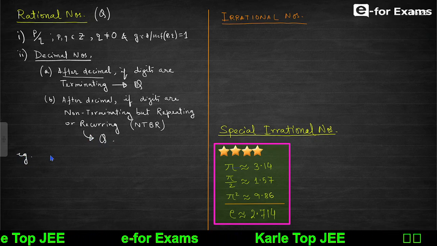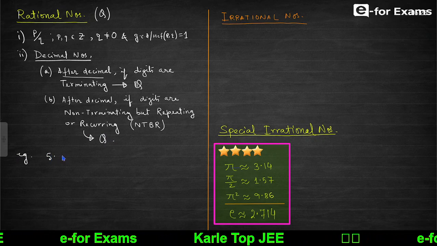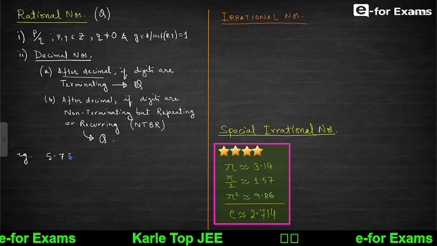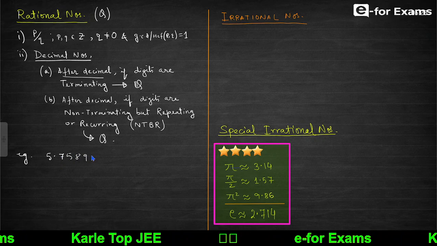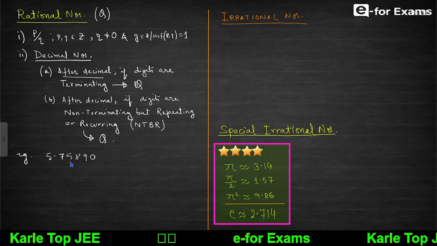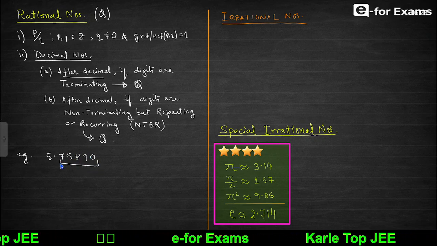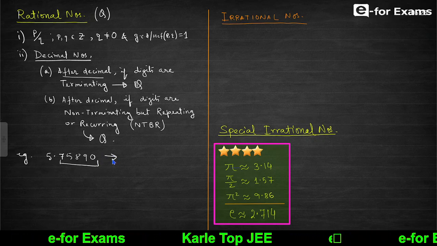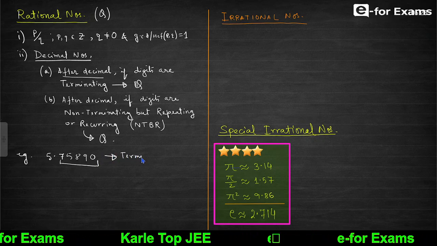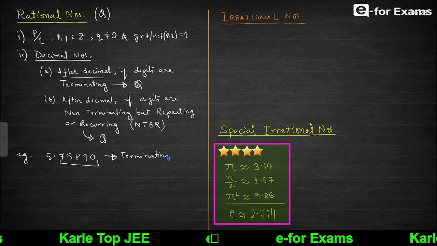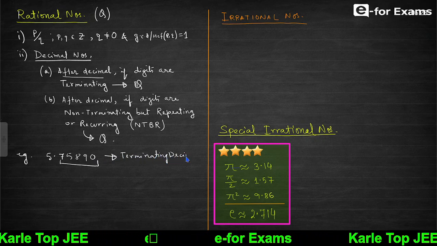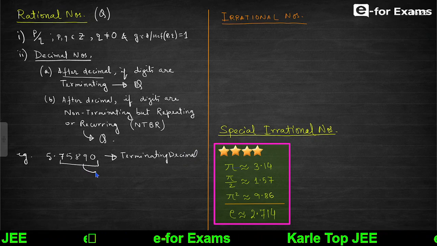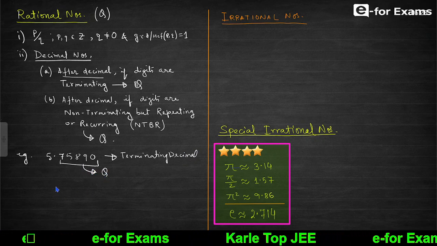Example: 5.75890. Here it is terminating, right? Fixed, we can count this. This is called a terminating decimal. So this number is a rational number.